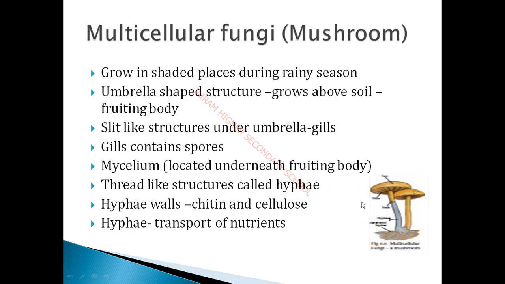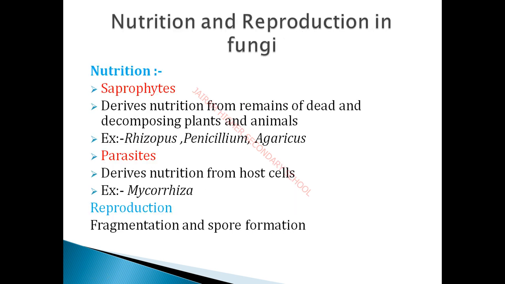So this is the overall structure of a mushroom. So once again I'll brief it. It has an umbrella shaped structure which grows above the soil. It has gill slits which contain spores which is mainly meant for reproduction, and underneath you can see a structure called mycelium. It contains many thread-like structures called hyphae, and its hyphae walls are made up of chitin and cellulose and is mainly meant for transport of nutrients. So this is all about the structure of mushroom.